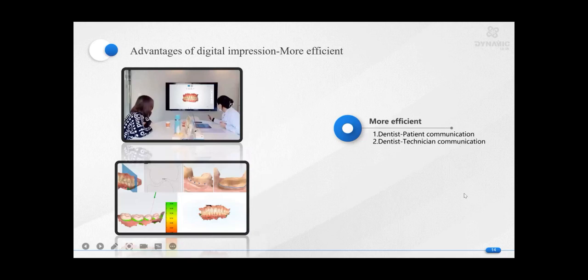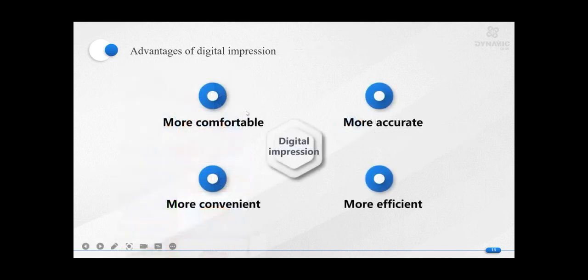Okay, we come to the fourth point. On this page, as we have recommended and mentioned before, the 4 points are relative to the traditional impression methods. So what are the advantages of digital impression? The first is more comfortable. The patient's experience is more comfortable. The foreign body sensation in the mouth is reduced, and the time for continuous mouth opening is also greatly reduced. So this is more comfortable.